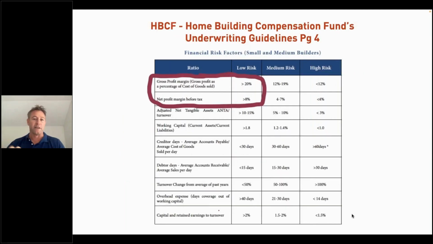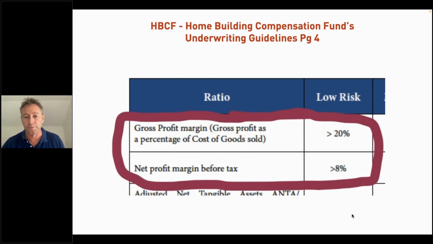So there you can see in the compensation fund guidelines that 20%. And this is what they use, by the way, when they do your home warranty insurance. In Queensland, I'm sure it'll be a similar thing. I mean, you guys have probably got even stricter guidelines for the QBCC, but 20% is what they call low risk to your client, and then net profit 8%. So if you're showing good financials, obviously you can do more work.